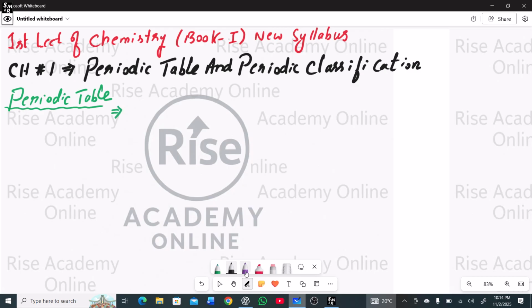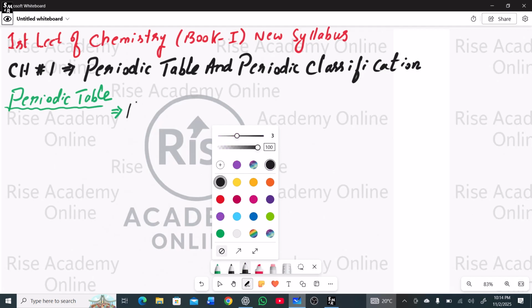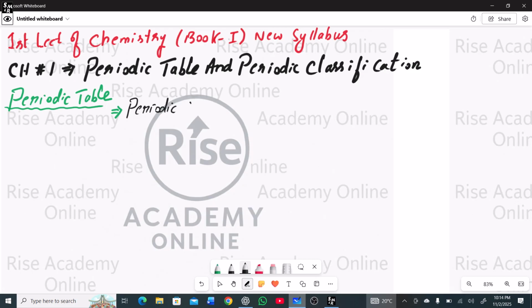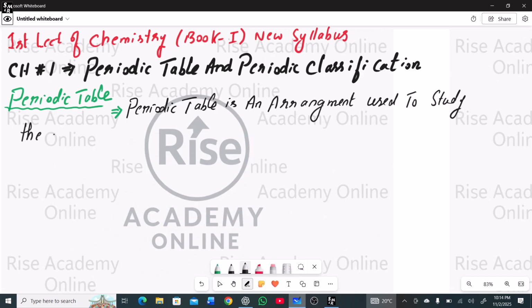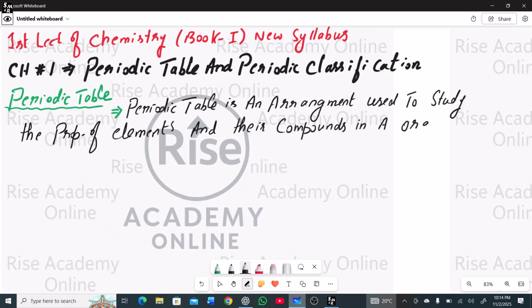Actually, periodic table is an arrangement used to study the properties of elements and their compounds in an organized way, organized pattern. So this arrangement is named as periodic table.